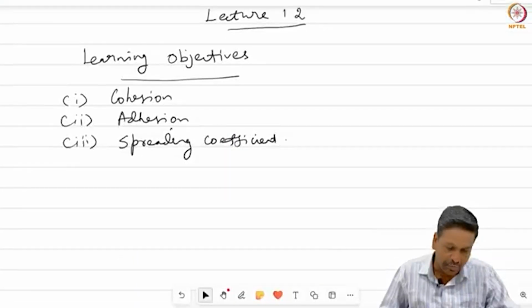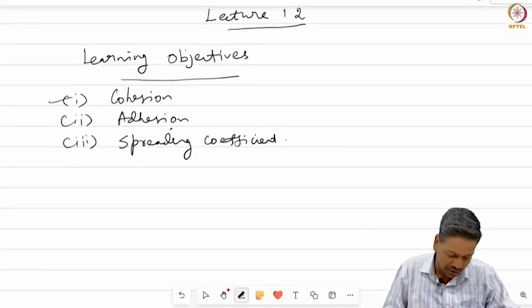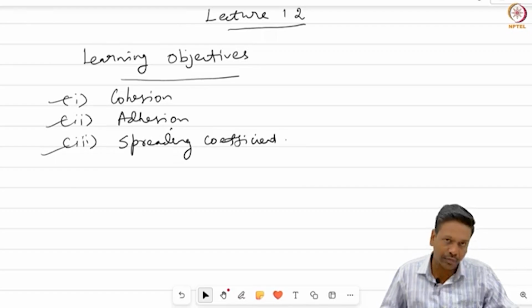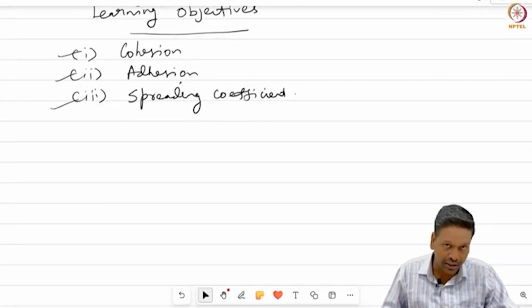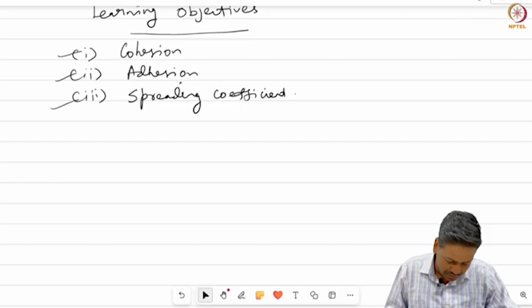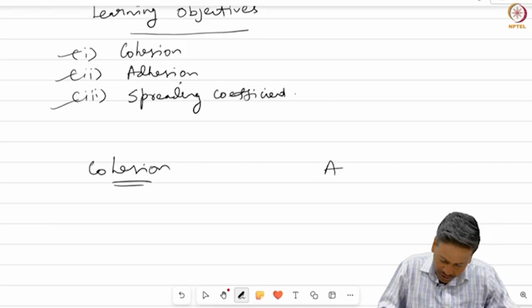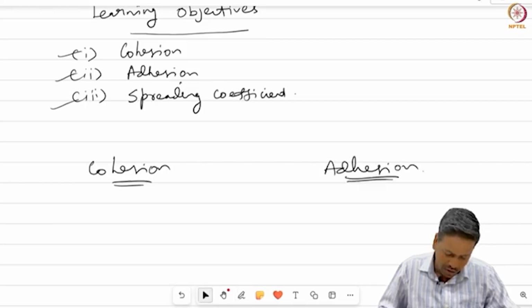As we just mentioned, the work of cohesion, adhesion, and spreading coefficient, these parameters are going to be very crucial in coating applications, right? So we look at them in detail. Let's first start with cohesion, okay? And we also have what is known as adhesion, okay?